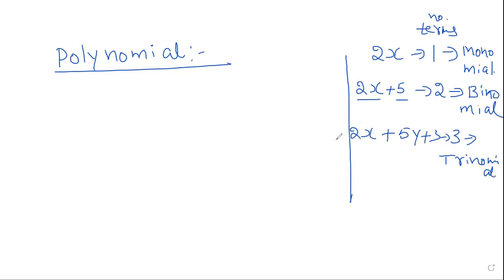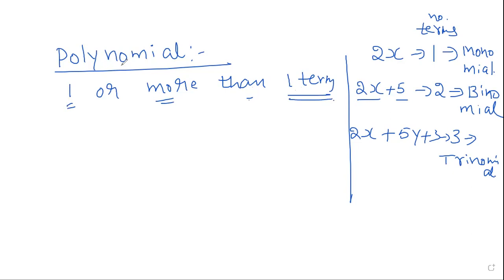Okay children, so what is a polynomial? The expression which has one or more than one term. Those are called polynomials, children.